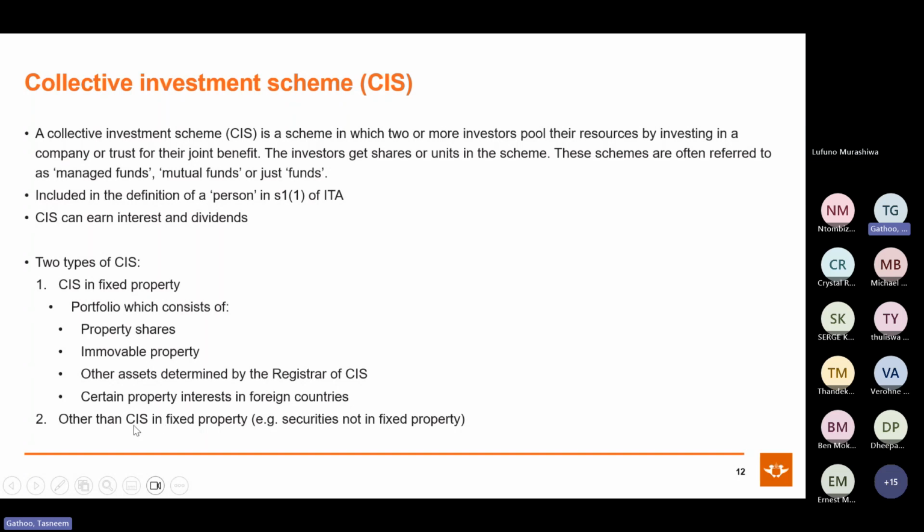Then you get other types of collective investment schemes that are not in fixed properties, for example, just in securities or shares.